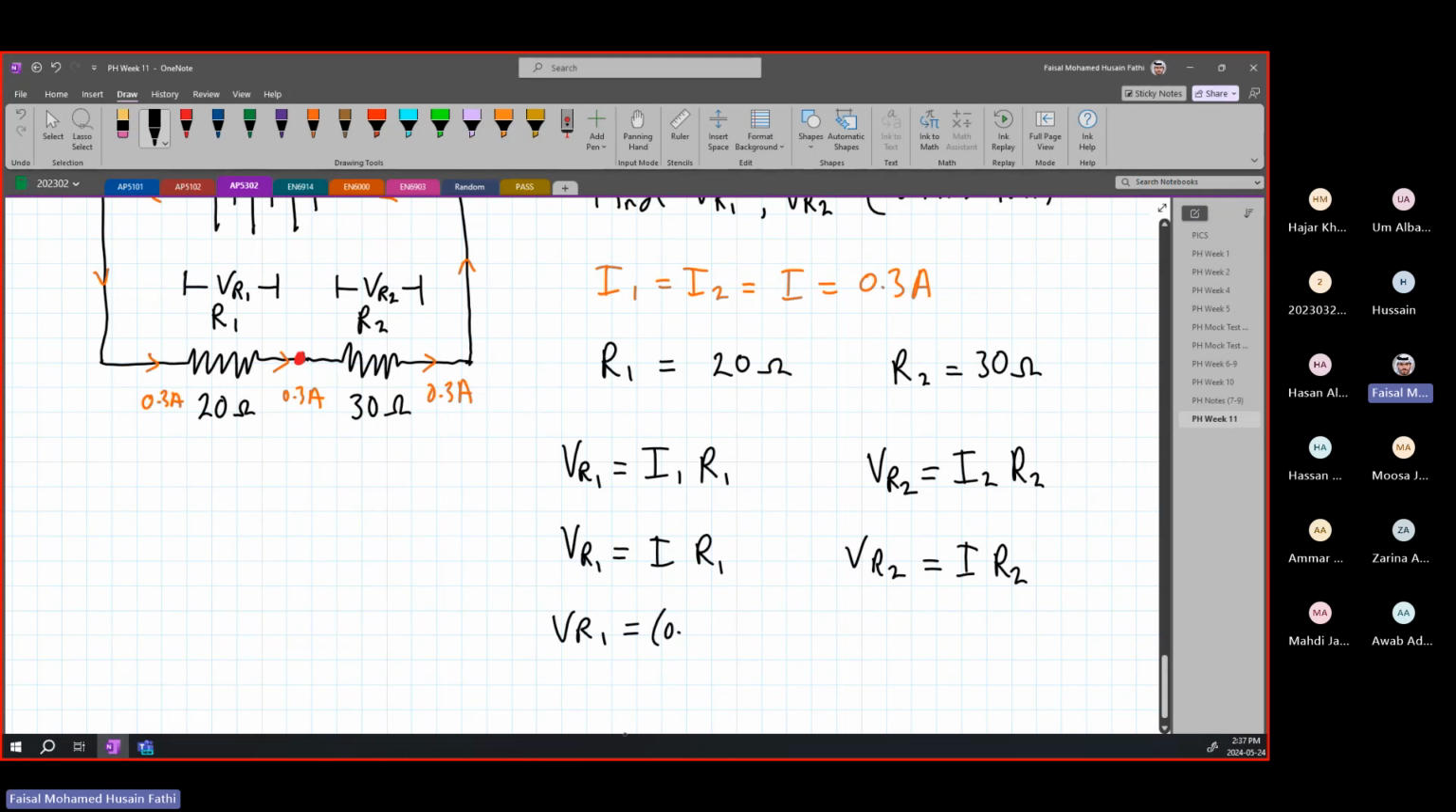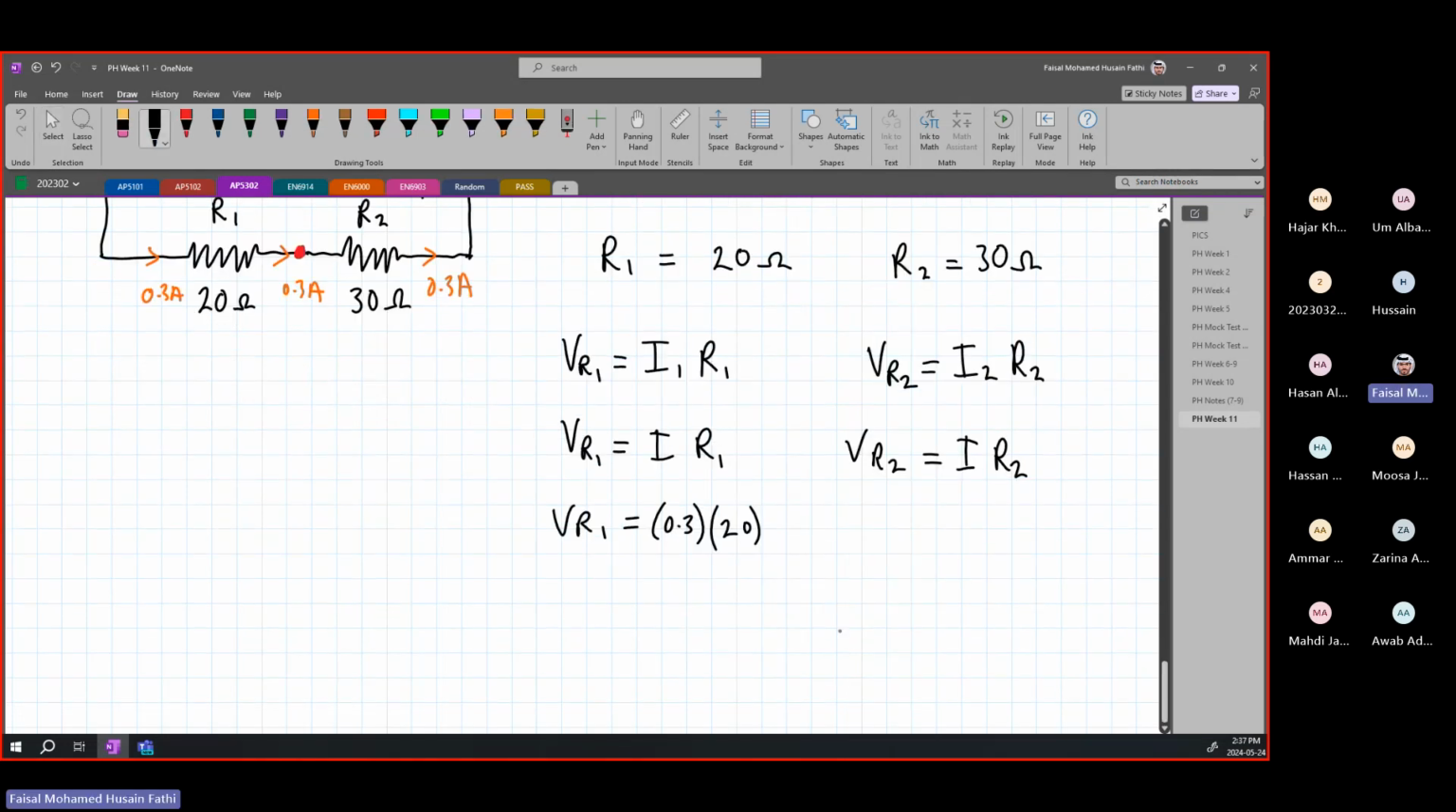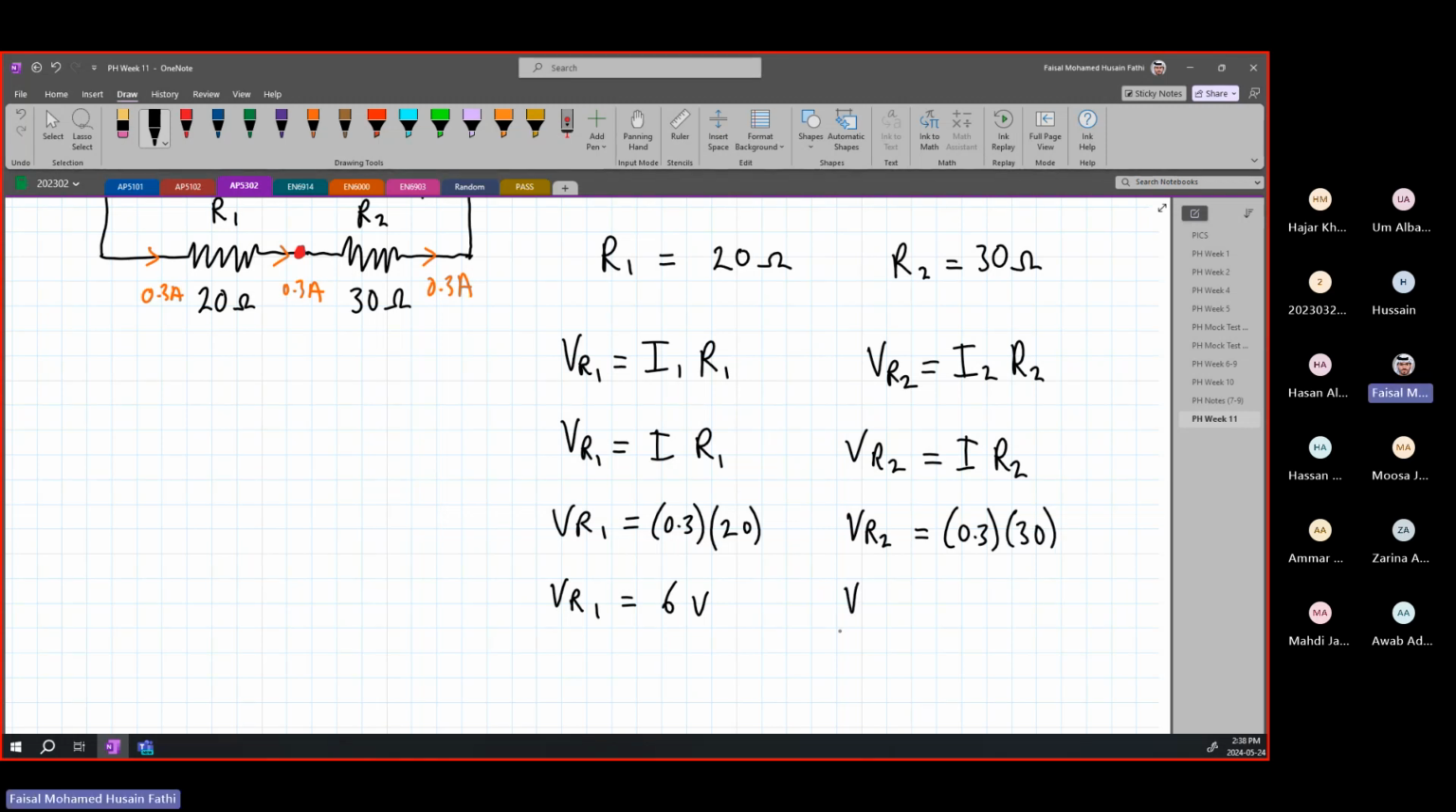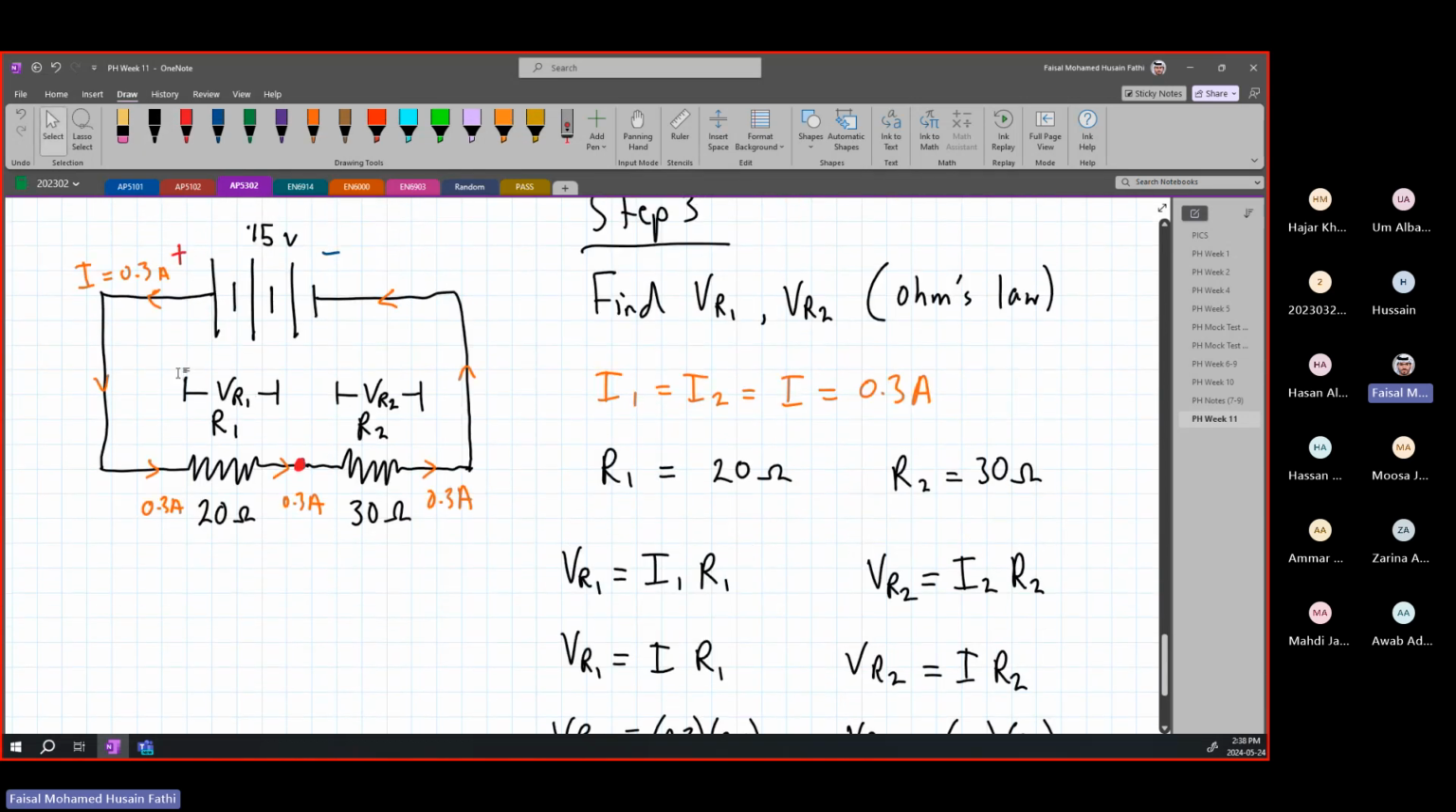So I is equal to 0.3 amperes and R1 is equal to 20 ohms. So we know that VR1 is going to be equal to 6 volts. All right? If you multiply 0.3 by 20, that's 6 volts. Same thing for VR2. That's equal to 0.3 times 30, which is going to be 9 volts. So now we managed to find the voltage drop across each of these resistors if they ask for it.